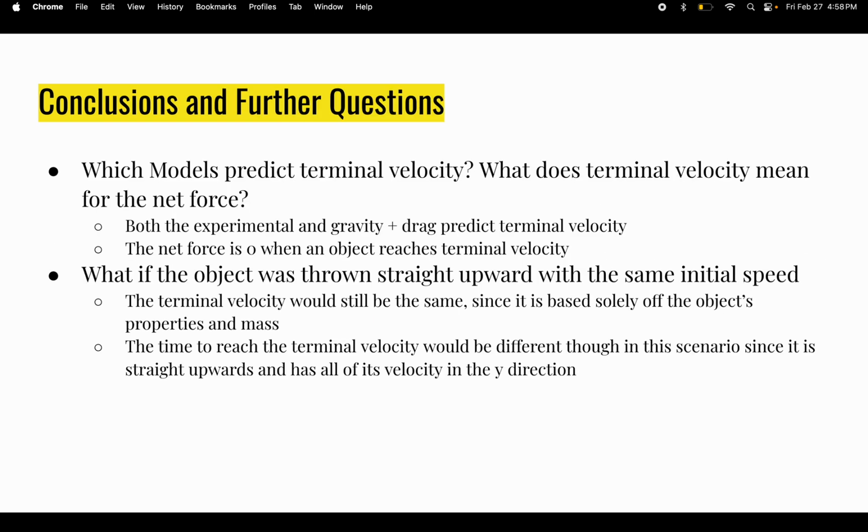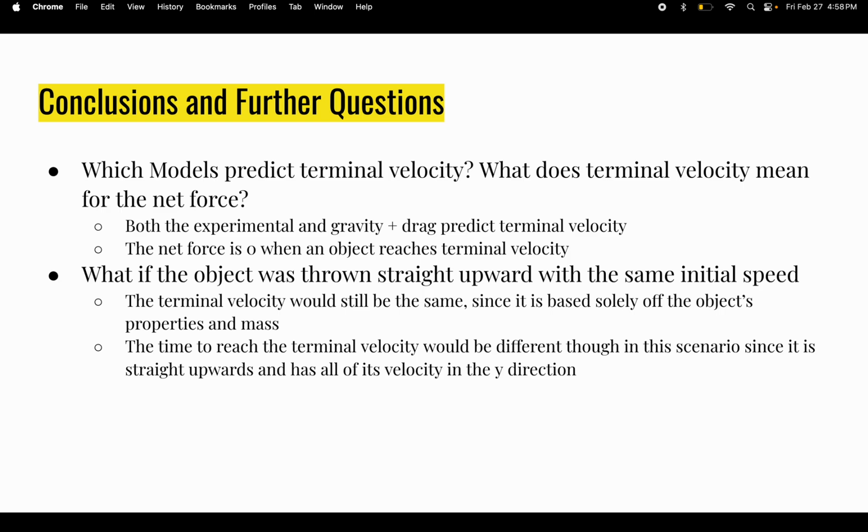And so for conclusions and further questions: which model predicts terminal velocity, and what does terminal velocity mean for the net force? Both the experimental and gravity plus drag predict terminal velocity, and terminal velocity means that the net force is 0, because it's when the drag force equals the force of gravity, and so the resultant net force is 0, and there's no acceleration.